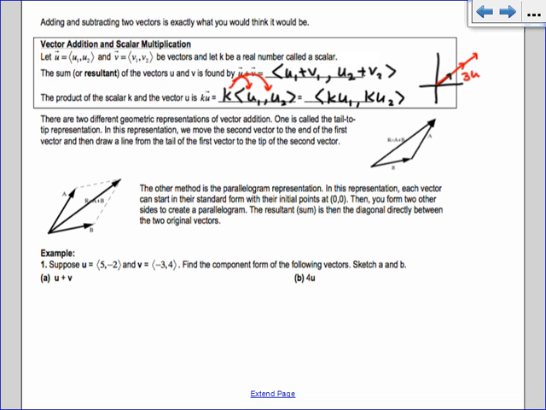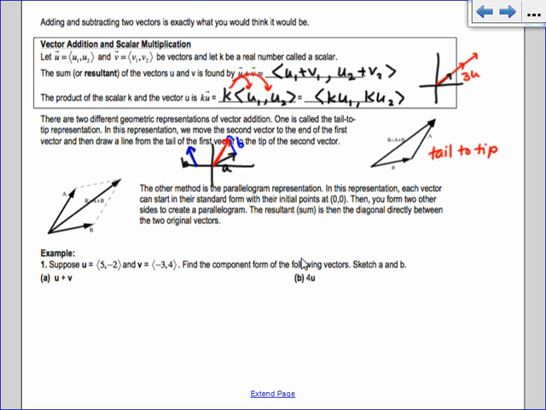Okay. So it says there are two different geometric representations of vector addition. So one is called the tail-to-tip representation, and this is usually what I use. In this representation, we move the second vector to the end of the first vector, and then draw a line from the tail of the first to the tip of the second. So maybe you have two vectors, and you have one here and then one here. And I want to find A plus B. So what I do is I take this vector B, and I move it to the end of A, and then I find what I call the resultant. So that vector that I just drew that connects from the tail to the tip ends up being A plus B. So it's the tail-to-tip method.